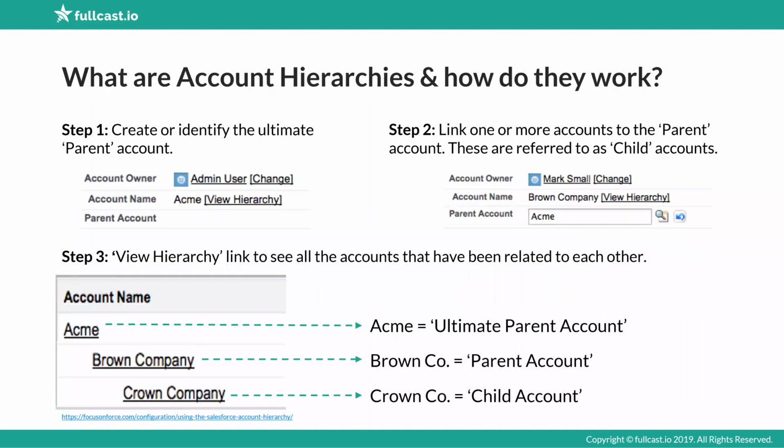This should look very familiar, and I just wanted to do this to set the stage at really the most simple level possible. When we're thinking about account hierarchies and how they work, we can follow these images through steps 1 through 3. For step 1, we go in and create that account, either the ultimate parent or the parent account. In this instance, it's going to be Acme. In step 2, we're then creating net new accounts, and we'll say that those are our child accounts. We can see in the image here that the account name is Brown Company and the parent account is that Acme account. And then, of course, in step 3, we have that breakdown of the view hierarchy. We can see Acme as that ultimate parent account, Brown Co. as our parent, and then the Crown Company as our child account down there.